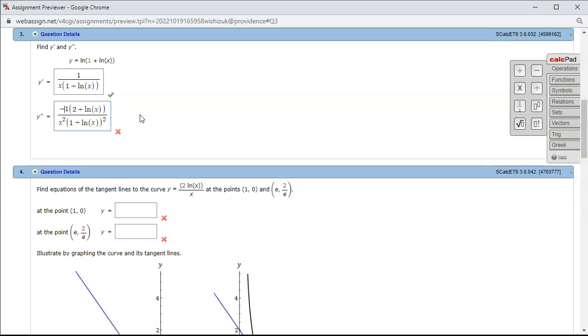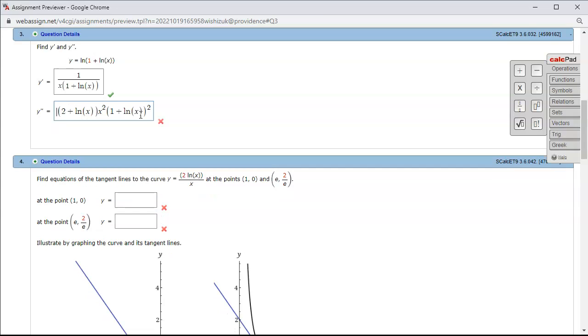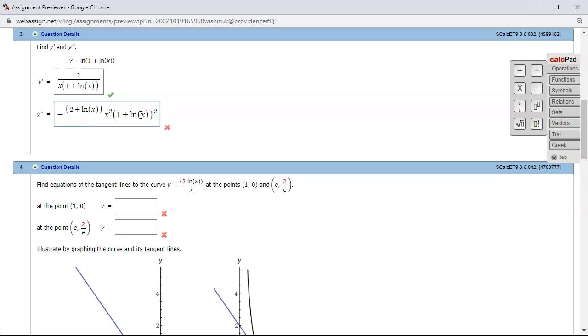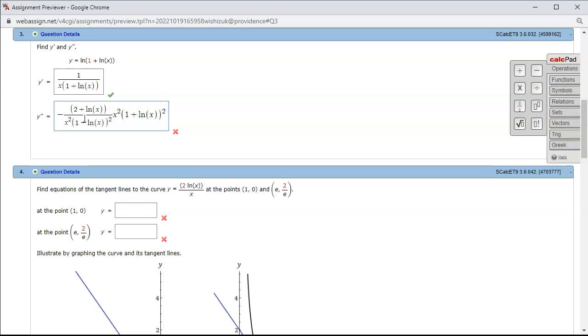I'll probably put the negative sign in front. That looks better. So the negative sign goes in front, and then this is going to be divided by that. Sorry, I broke this, so I have to put that on the bottom. Here I'm going to just get rid of this. All right, so we have that. So that's the derivative.